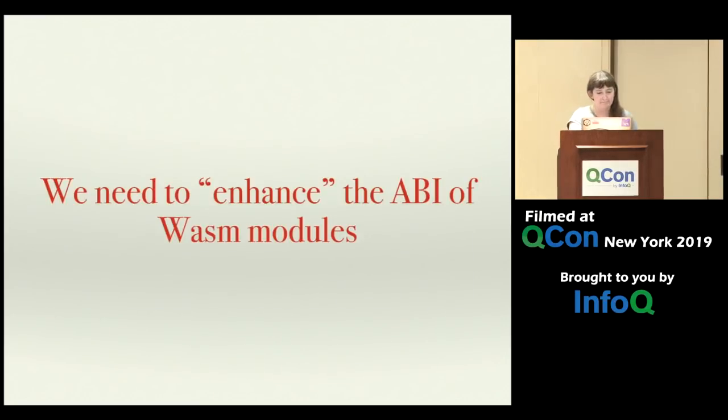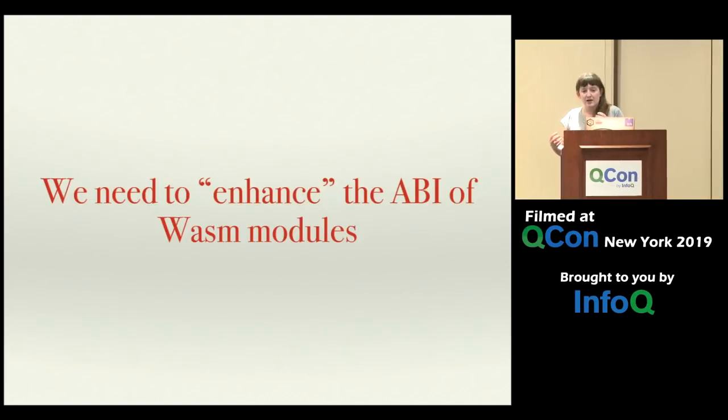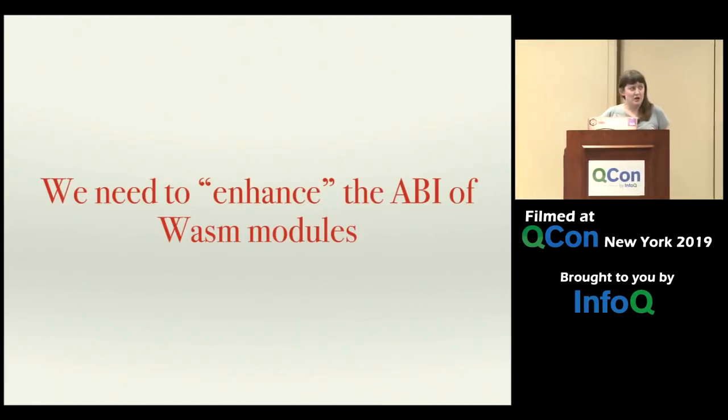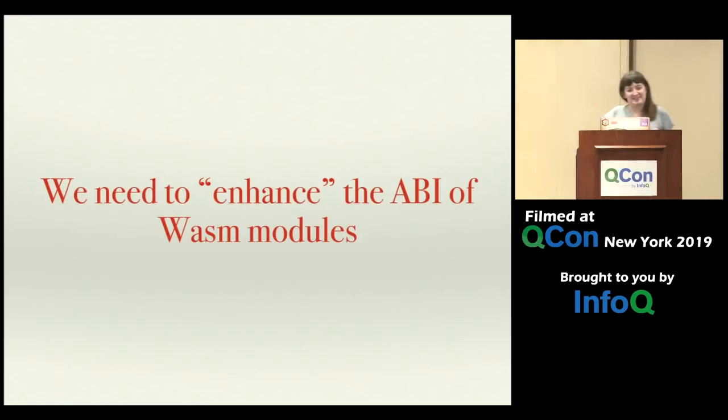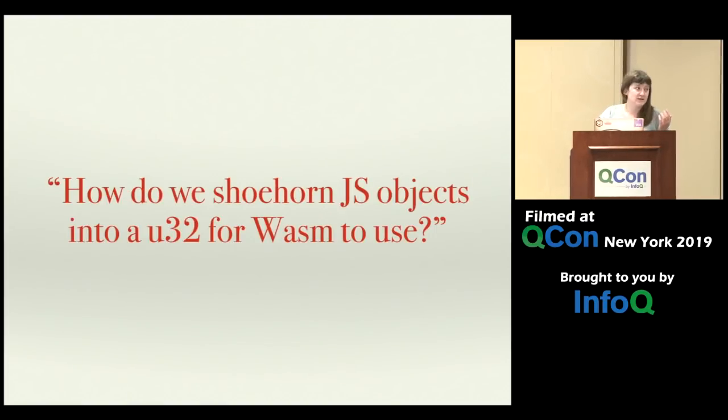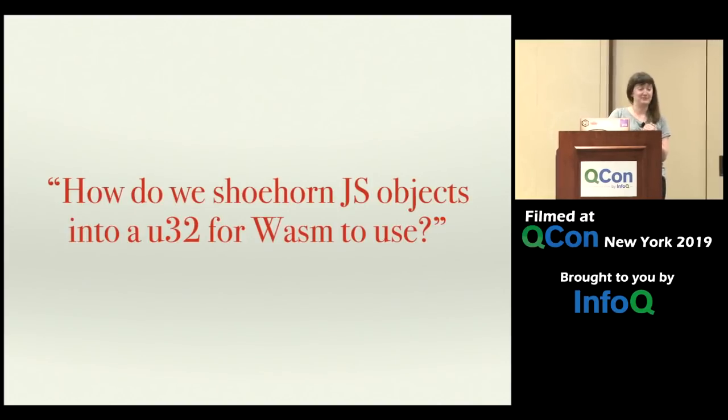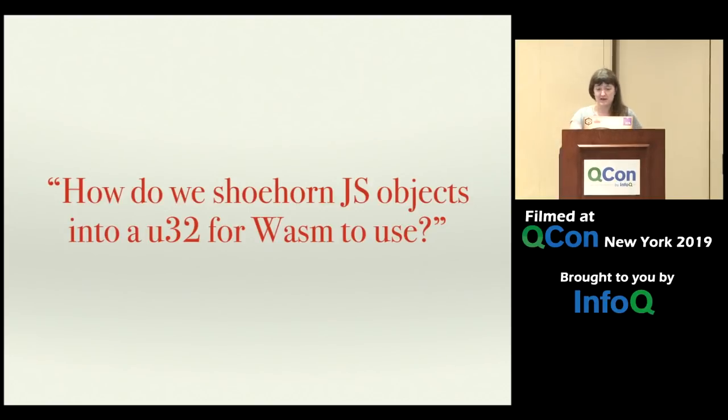Note that. All right? So fundamentally, what our desire was is we need to enhance the ABI of WASM modules. I never thought I'd be saying JavaScript has a rich type system, but if you take a look at WebAssembly, okay, it's relative here, but JavaScript definitely has a significantly richer type system than WebAssembly, so we kind of need to enhance that. All right, and this comes down to the question of how do we shoehorn JavaScript objects into a U32 for WASM to use? And I am going to do a short tour of how we do that today.